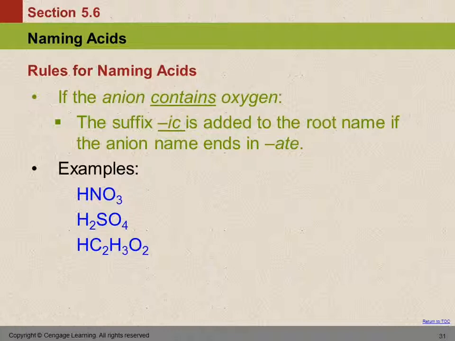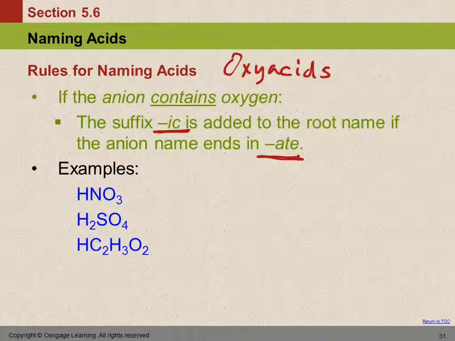But there are also acids that do contain oxygen. And these have a better descriptive name. These are called oxyacids. Just like the oxyanions were anions with oxygen, these are acids with oxygen, oxyacids. So if the anion contains oxygen, then we take the root name of that anion and we mess with it. So if the root name ends in ate, we change the ending to ic.